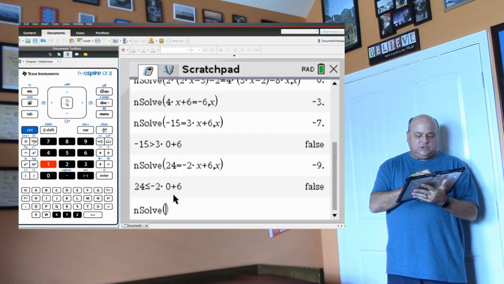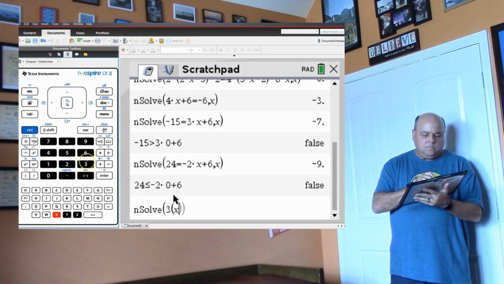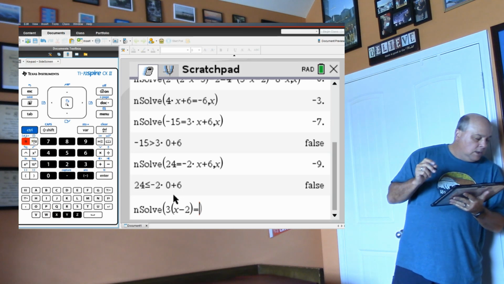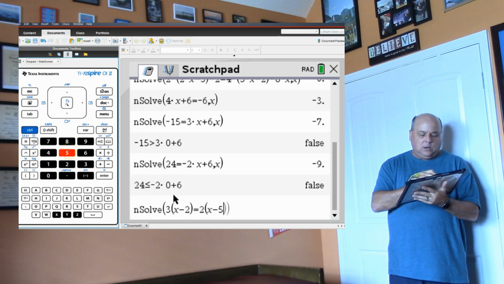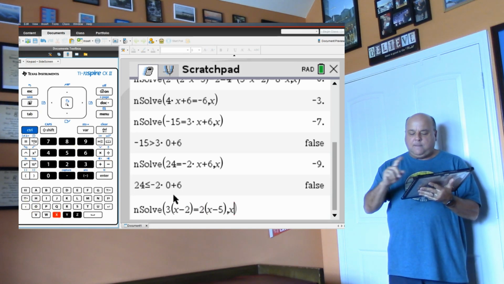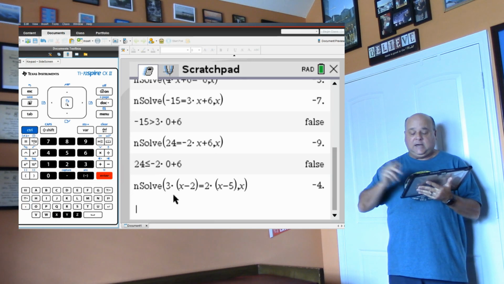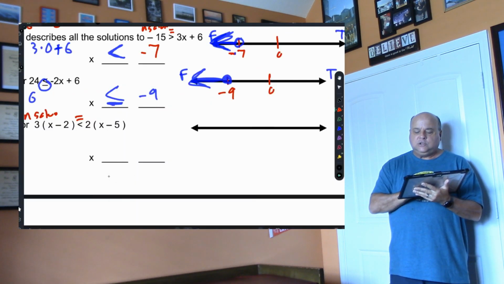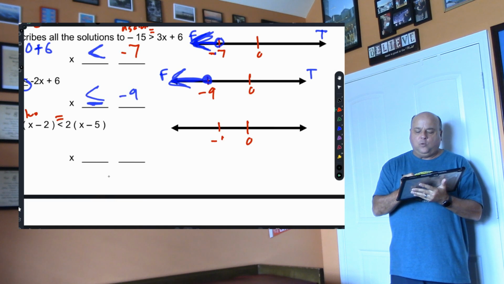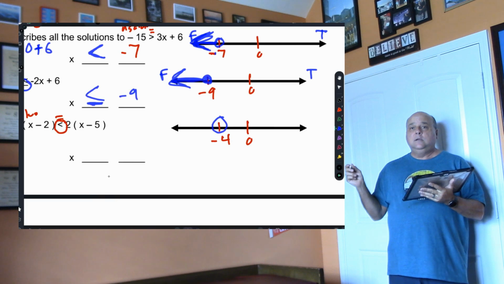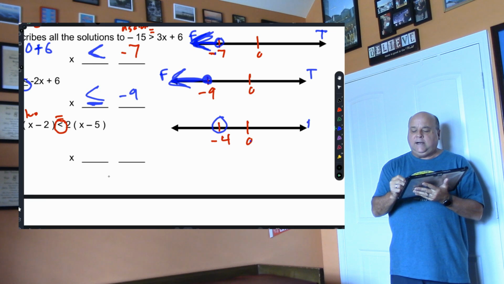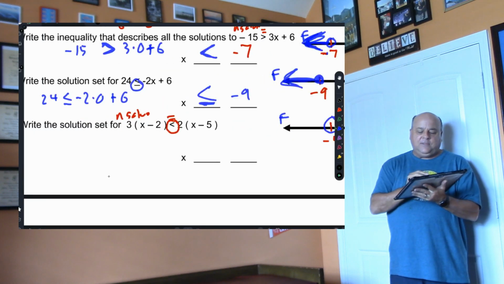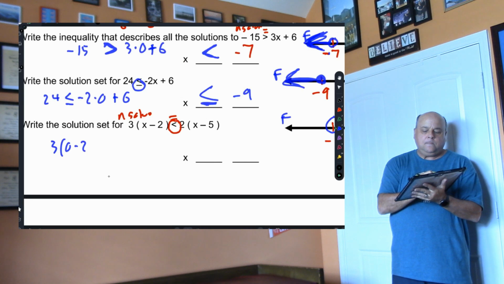Type in the problem. 3 parentheses, x minus 2, close the parentheses, equal. And then we have 2 parentheses, x minus 5, close the parentheses, comma x. Got my equation typed in, hit enter. I get negative 4. All of these are negatives, aren't they? So go over here, put 0. Negative 4 is right here. There's no equal bar, so I'm going to pick an open dot, aren't I? You would drag an open or closed dot. The 0 is on the right, so this is true. This is false.